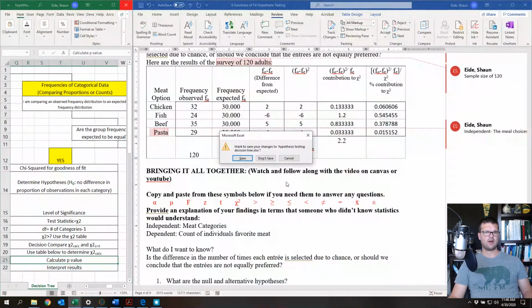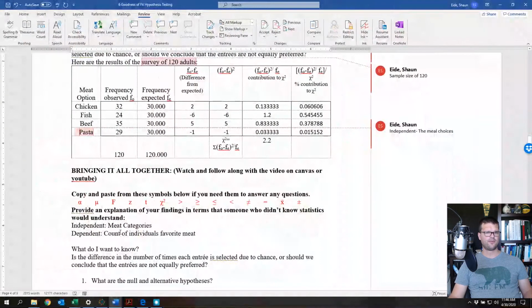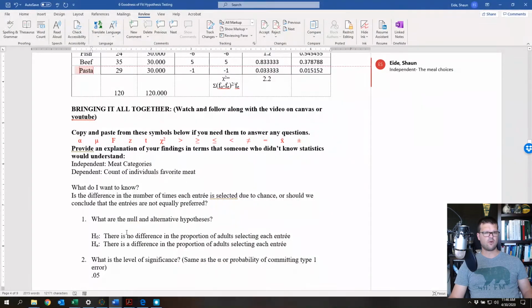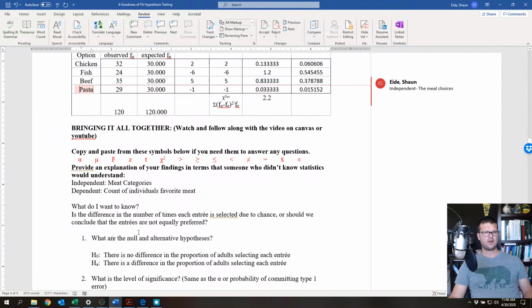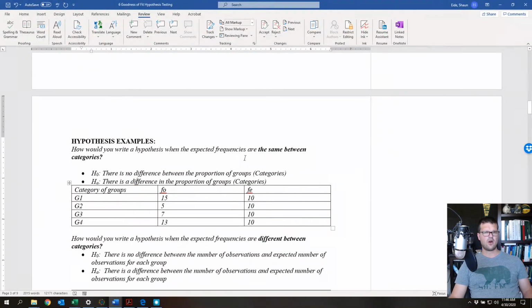But I'm going to close this now. Don't save. And we're going to keep on going on this chart right here. So we've got the meat categories, the count for individuals' favorite meal, and now we're getting into the null and alternative hypotheses. So what are the null and alternative hypotheses? You can come right up here and ask that.